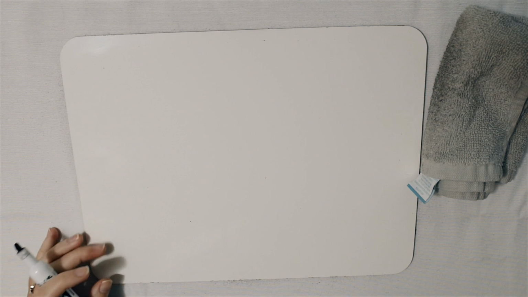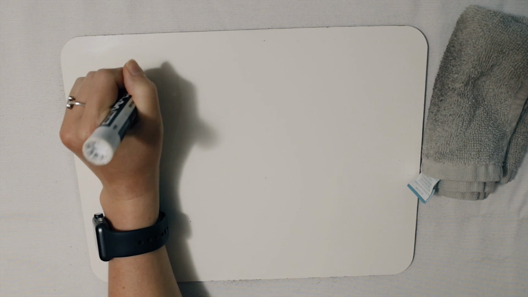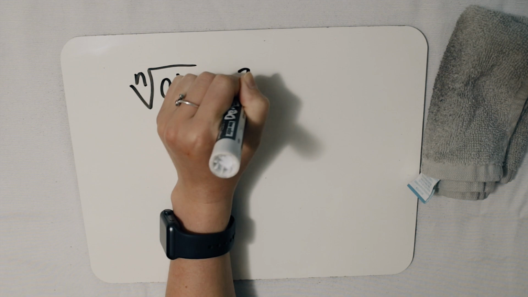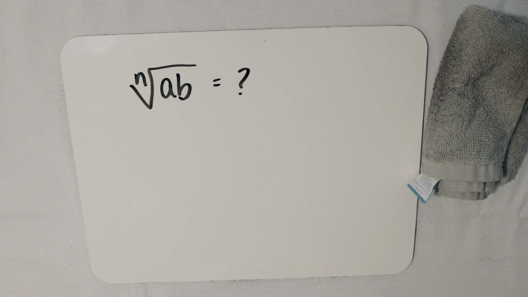All right, I'm going to jump to number 8 now. It says the nth root of ab equals what? So remember, when we're rewriting radical expressions with exponents, that exponent is going to be a fraction. And that's what this question is asking us to do. It's asking us to rewrite this problem that we're given with a fraction as the exponent.